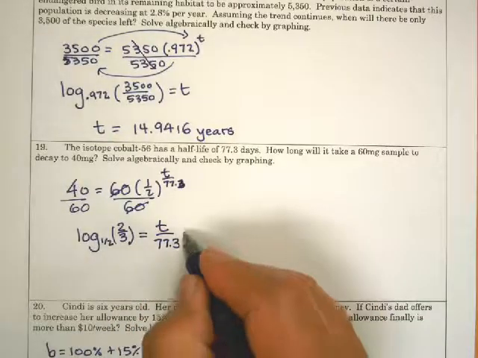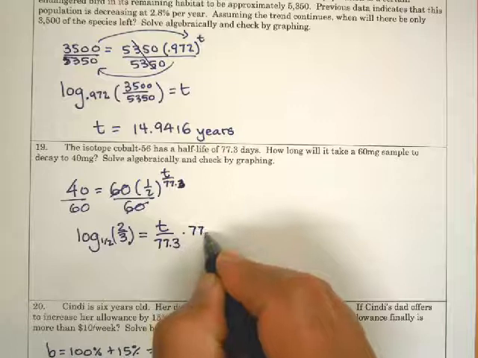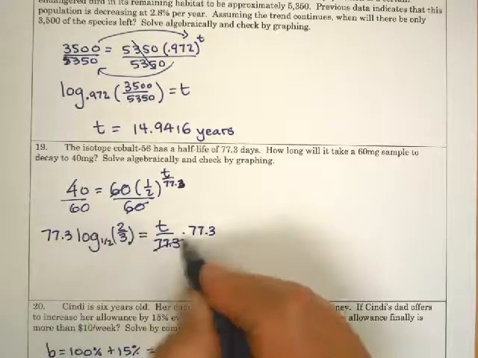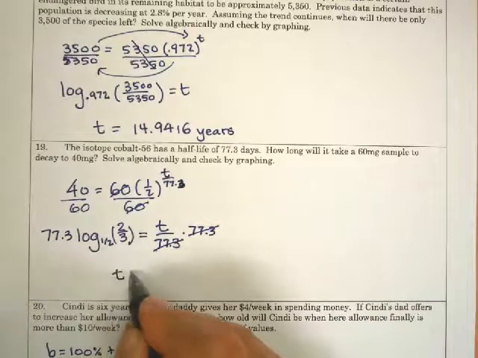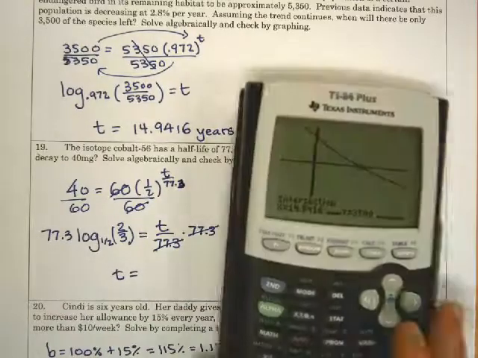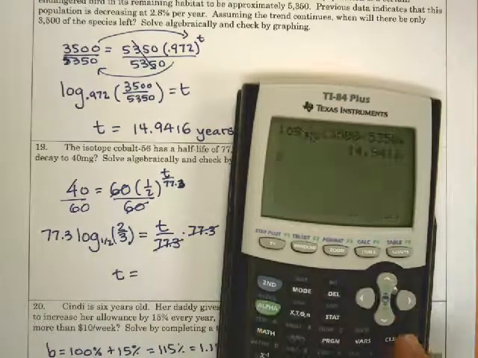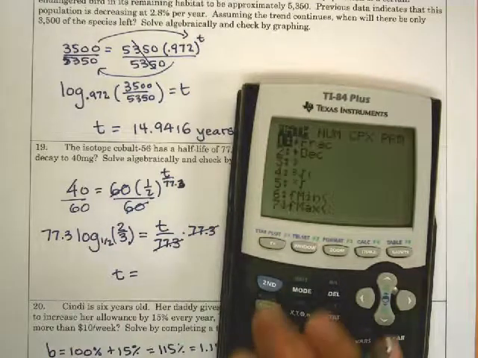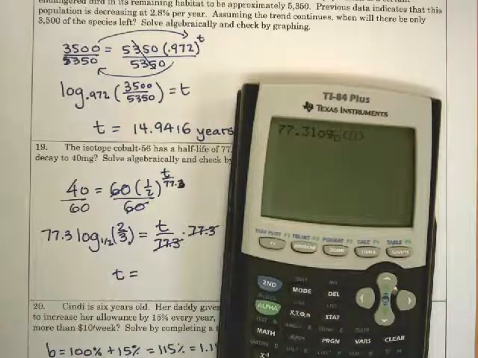Now all I have to do is multiply both sides by 77.3 to cancel that off, and it's just number crunching at this point. So let me go to my home screen. 77.3. And then I set up my logarithm here with a base of 1/2. You can use 1 divided by 2 or 0.5. And then inside there you want 2 divided by 3.